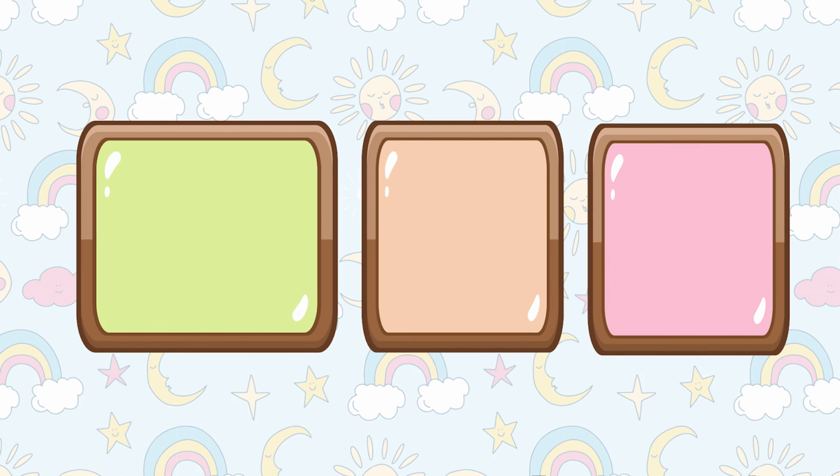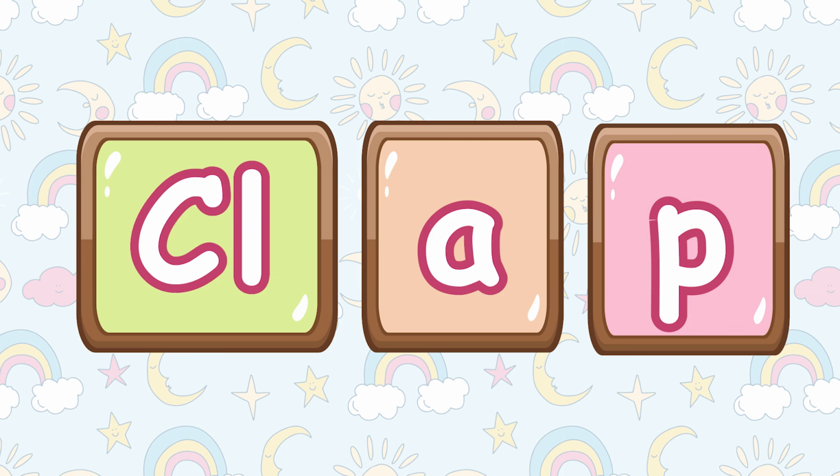Now we will see some of the words starting with two consonant blends. But in this lesson, instead of following our green, orange and red dots, we will follow these boxes. Say the sound in the green box first, then the sound in the orange box, and then the sound in the pink box. Like this. Cl, a, p, clap. Now let's practice some more words.